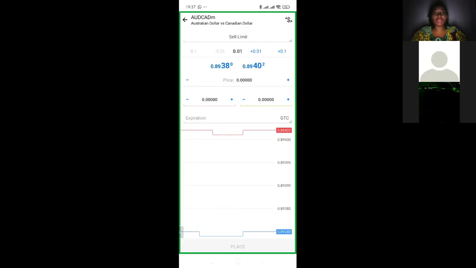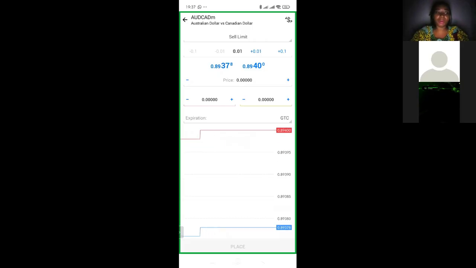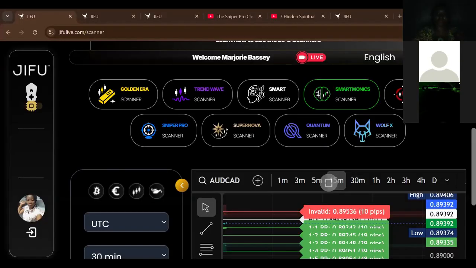Now, there was a trade idea that we saw earlier on. Let me stop sharing this for just a bit. So there was a trade idea we saw on Smart Monies. That was earlier on. Let me see if it's still there. Okay, I'm here. Yeah, so this trade idea.